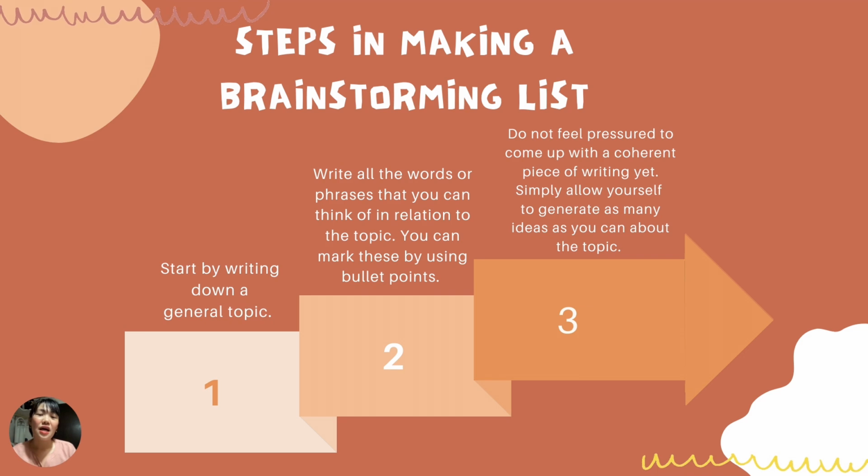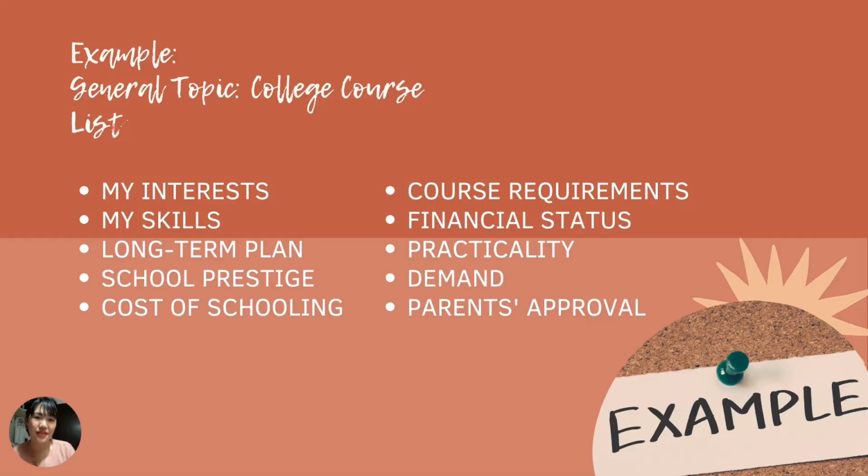Okay. Now, moving on to the last step in making a brainstorming list is to not feel pressured to come up with a coherent piece of writing yet. Simply allow yourself to generate as many ideas as you can about the topic you can write about.